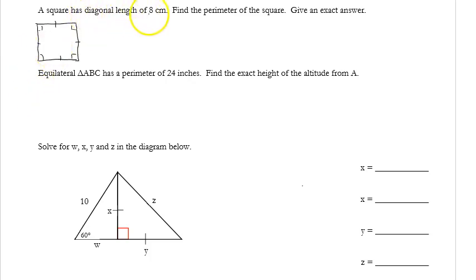So when I talk about the diagonal of a square, when I form a diagonal, I am creating two 45, 45, 90 triangles. This is a 45, 45, 90 triangle. So I'm going to pull this out separate, a little bit bigger. This is what I'm looking at here. And I know it's 45, 45, 90. I know that this is my diagonal and it is 8 centimeters.